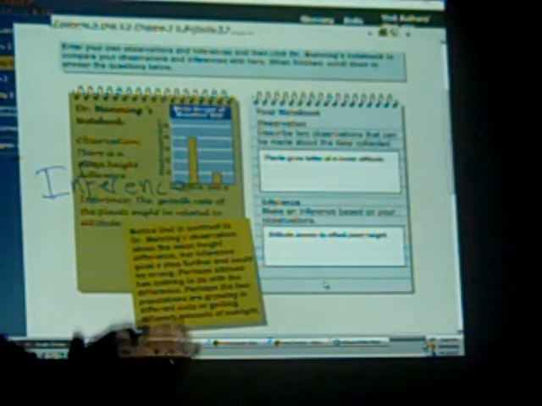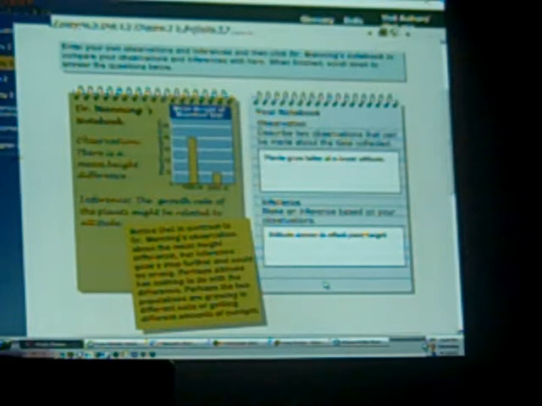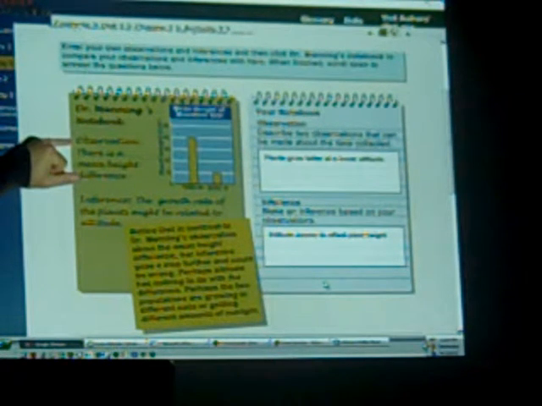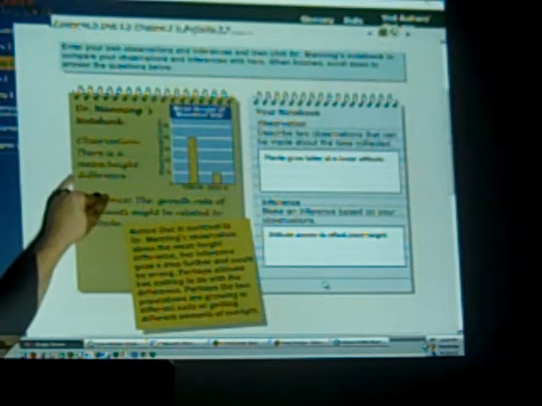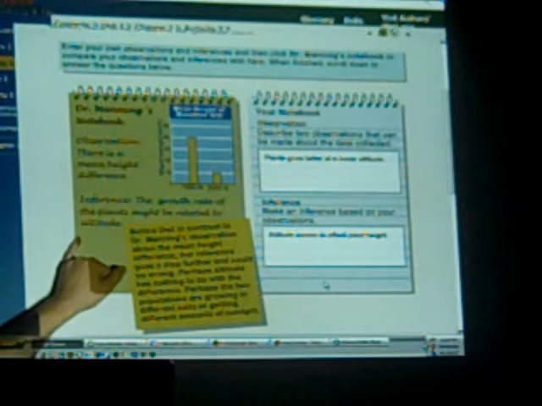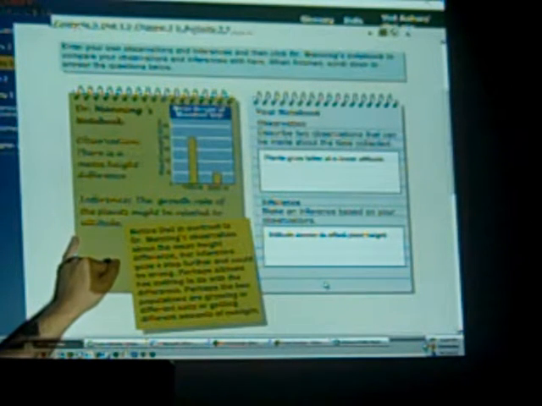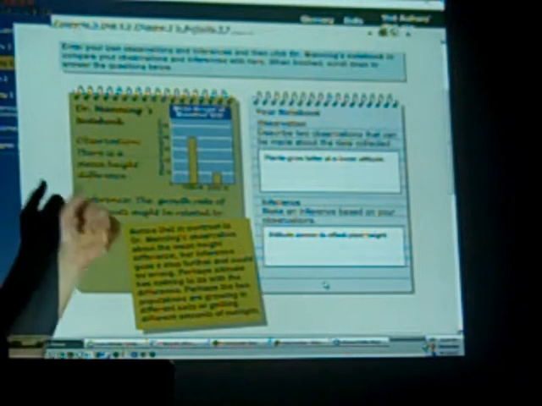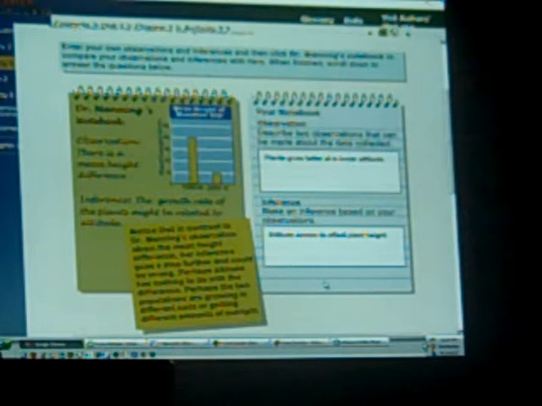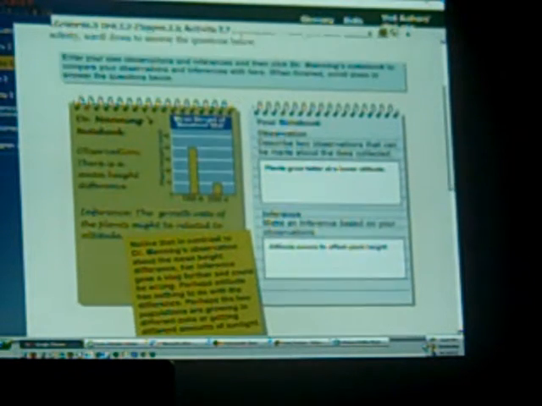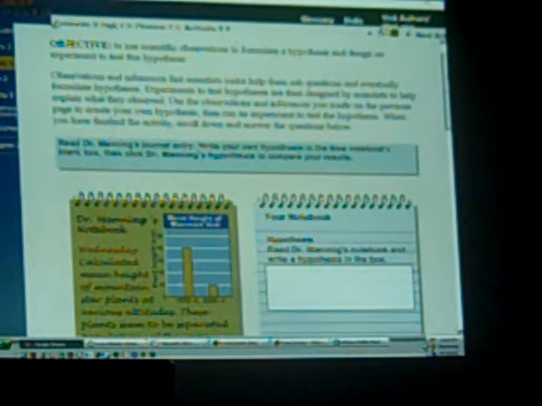But anyway, let's look at Dr. Manning's notebook and see what she said about this. Dr. Manning makes an observation, and I know this is hard to read on the video, so I'm just going to say what it says. There is a mean height difference. That's her observation. We saw that too. And her inference is the growth rate of plants might be related to altitude. Guess what, folks? She's got a PhD, and you guys came to the same conclusion. Nice work. Moving on to the second part of this activity, let's form a hypothesis.